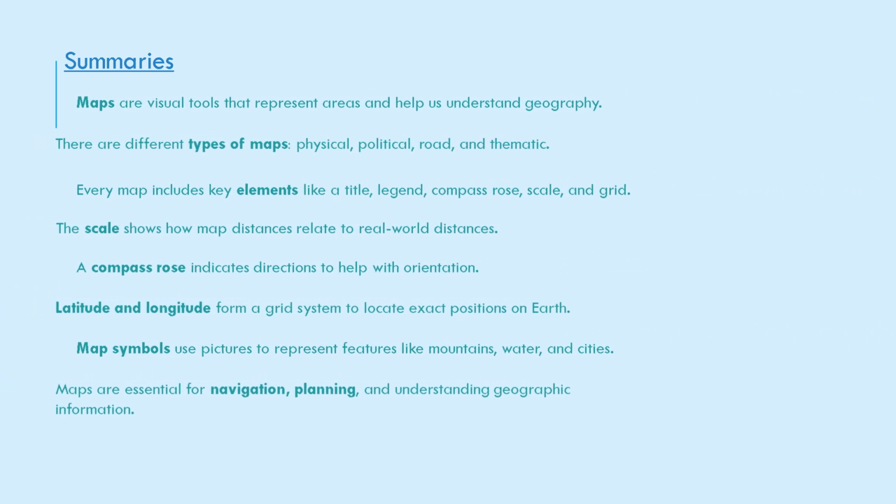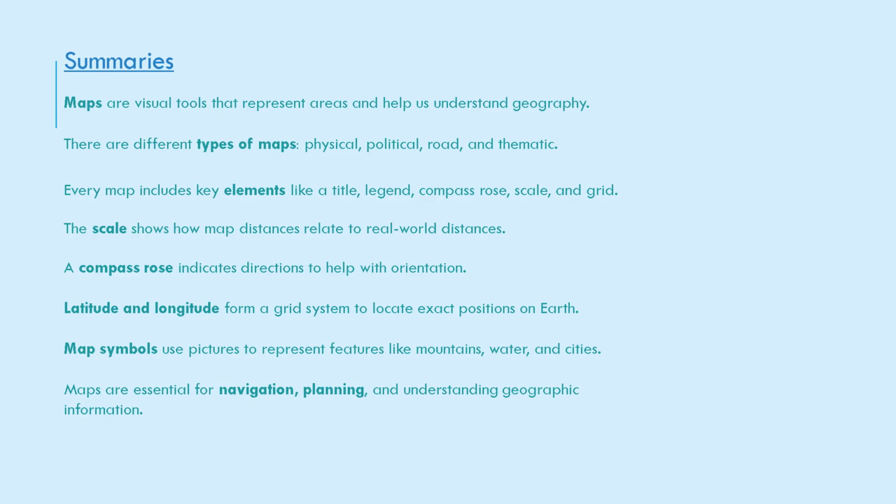Now I'll be ending this group presentation by summarizing the whole points. So maps are visual tools that represent areas and helps us understand geography. There are different types of maps that were discussed by Alice, which are physical, political, roads, and thematic maps. Every map includes key elements like title, legend, key, compass rose, scales, and grid lines. The scale shows how map distance relate to real-world distance.